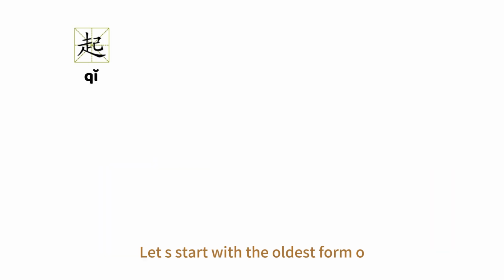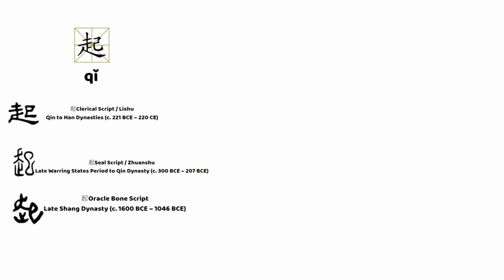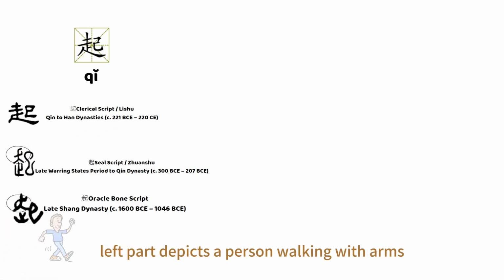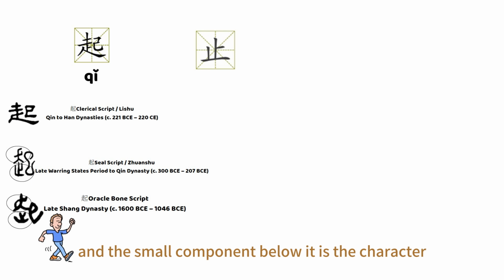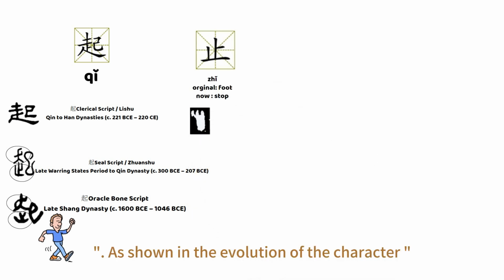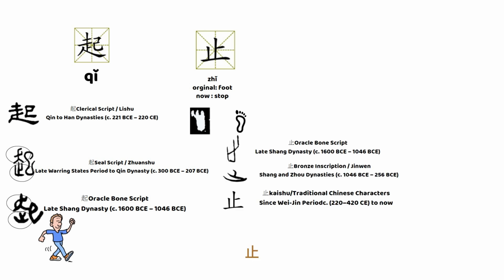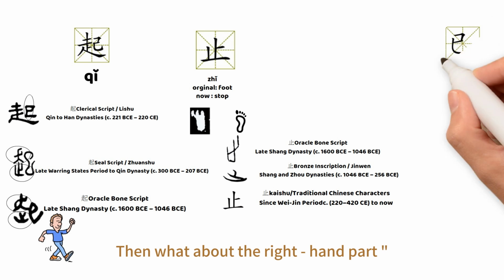Let's start with the oldest form of 起 in Oracle Bone inscriptions. Its structure is vivid and intuitive, consisting of 3 core components. The upper left part depicts a person walking with arms swinging, and the small component below it is the character 直. As shown in the evolution of the character 直, in ancient Chinese, 直 is a pictograph of a foot. Then what about the right-hand part?